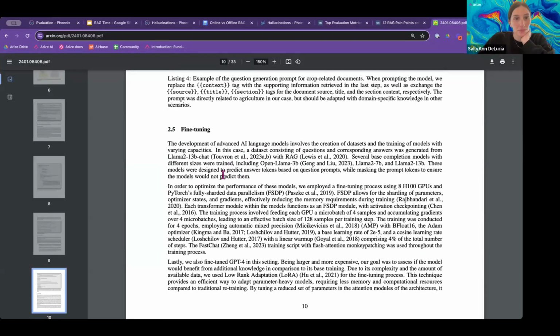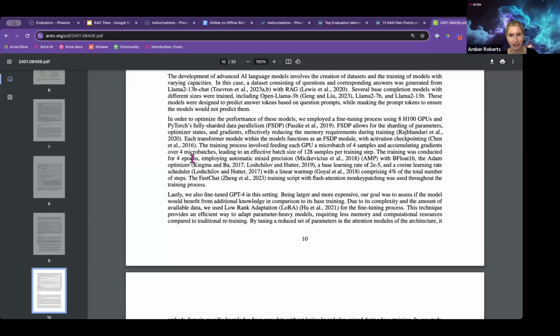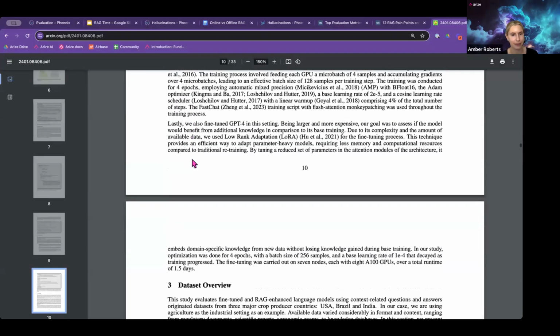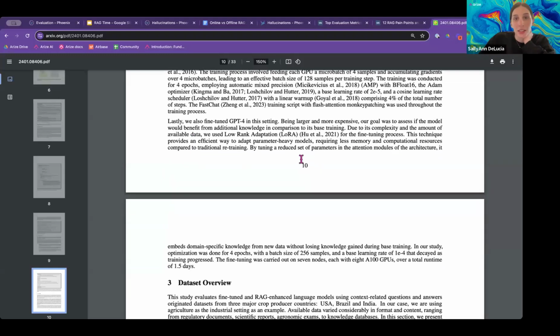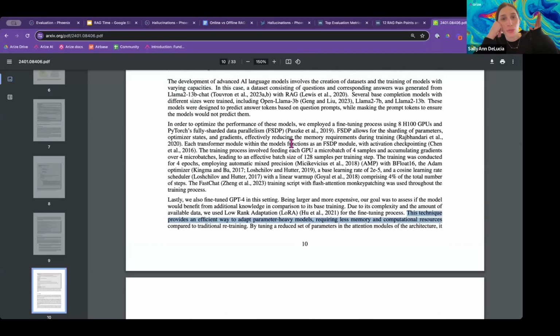Okay, and then we have the fine-tuning aspect here. They're taking those questions and answers, the data set that they've created, and they're fine-tuning some Llama models. So I believe it's Open Llama 3B, 7B and 13B. And then they did that with some fully sharded data parallelism.